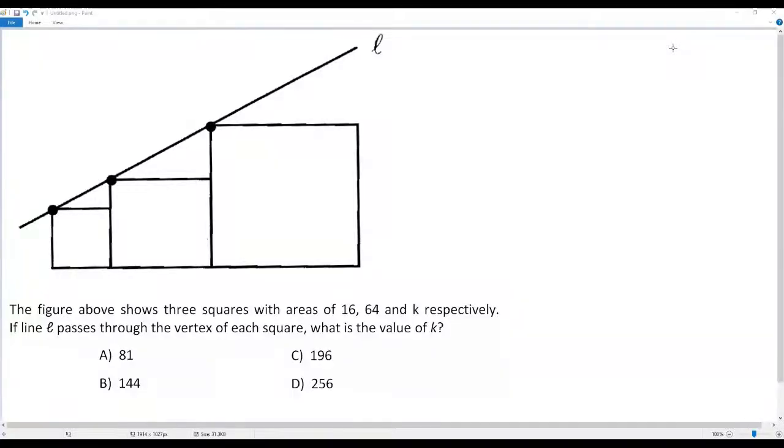Here we have a SAT math problem. Okay, let's go to the question. There is a figure given over here. The figure above shows three squares with areas of 16, 64 and k respectively. If line L passes through the vertex of each square, what is the value of k?